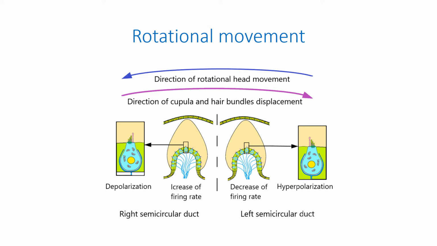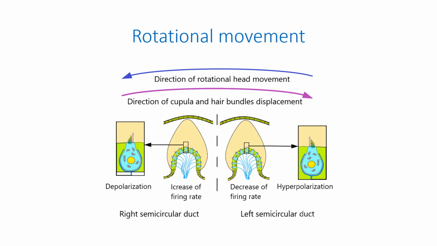As the speed of rotation decreases, the cupula moves again under the action of the endolymph, which continues to move at a higher speed than the head. The deflection of the hair bundles, same as in the hair cells of the utricular and saccular maculae, leads to their depolarization or hyperpolarization and generation of nerve impulses in the vestibular nerve.